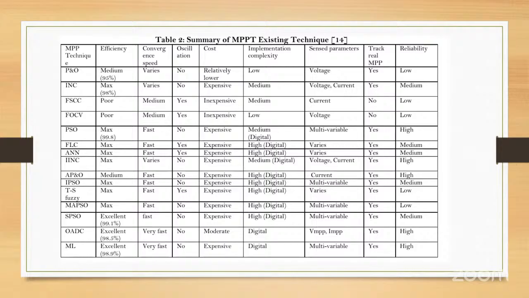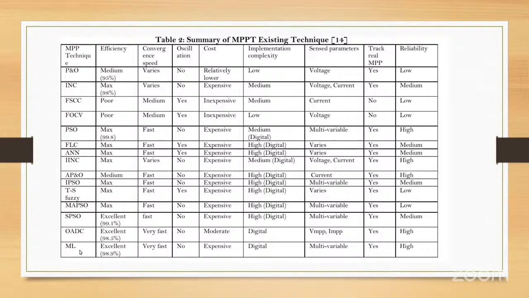Here you can see a summary of the MPPT techniques, the different types. We are using different types of techniques, and we are comparing different statistics: efficiency, convergence speed, oscillation, cost, implementation complexity, sensor parameters, tracking of the real MPP, and reliability. Looking at all those things, the different types of MPPT techniques are P and O, INC, FSCC, FOCV, and so on. These are all different types of techniques being adopted.